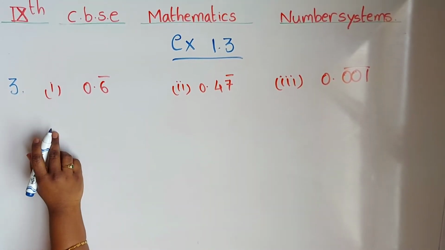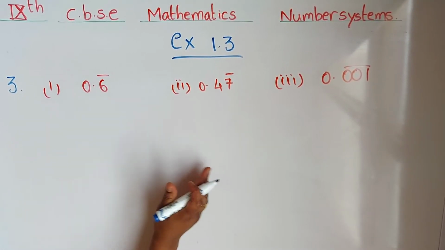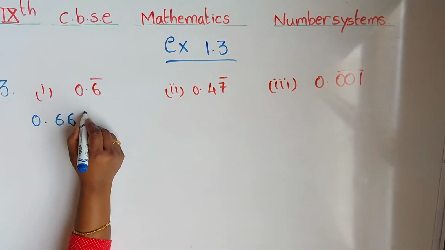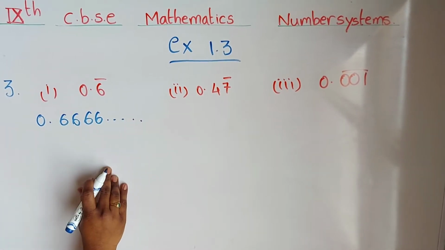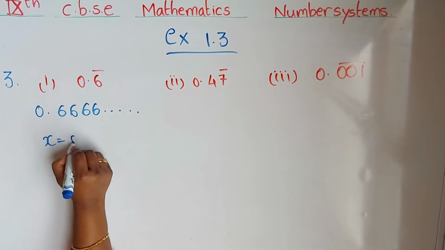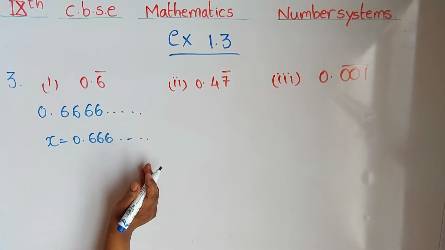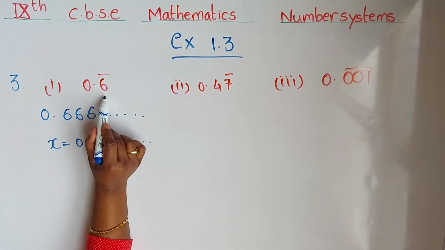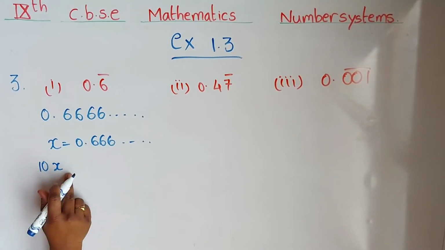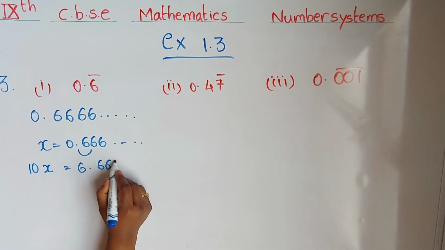Now third question, children, express the following in the form of p by q, where p and q are integers, q not equal to 0. They have given 0.6 bar. What does 0.6 bar mean? 0.6666 and so on, right? Let's take x equal to 0.6 bar, that is x equal to 0.6666 and so on. Multiply with 10. Why? Because after the decimal only one number has the bar. So we are multiplying with 10 on both sides. That means 10 into x equal to, the point will move this side, 6.666 bar.